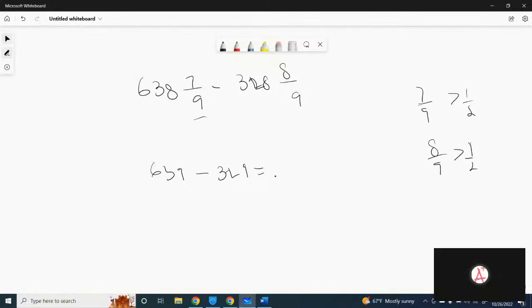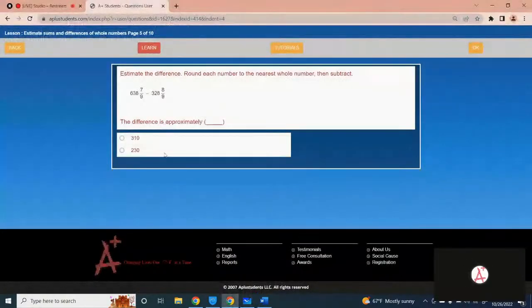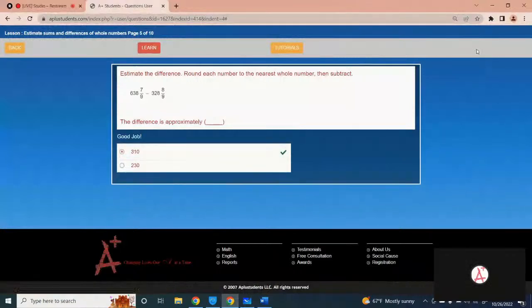The whole numbers: 9 minus 9 is 0, 3 minus 2 is 1, and 6 minus 3 is 3. So it would be 310. Got it? The correct option is 310. Just select the correct option and then click on the OK button.